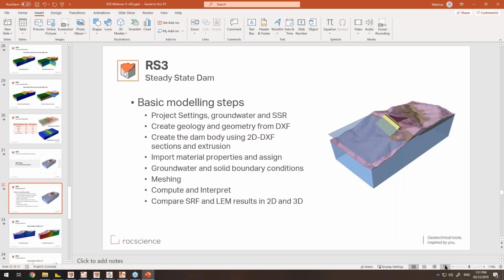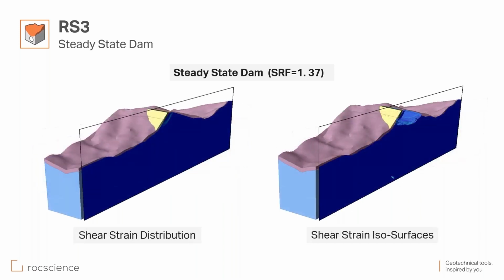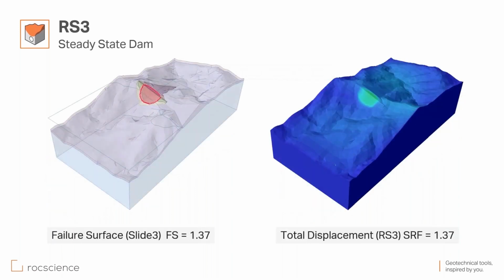Okay, let's continue. We have one more example. We looked at the total head distribution for this model. We look at the total displacement, factor of safety of 1.37. We looked at the shear strain and also isosurfaces for maximum shear strain. And we compared the results of Slide3 and RS3, which gave the same answer.